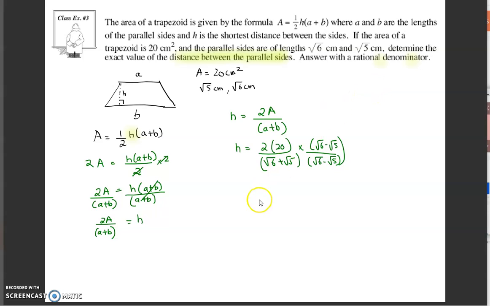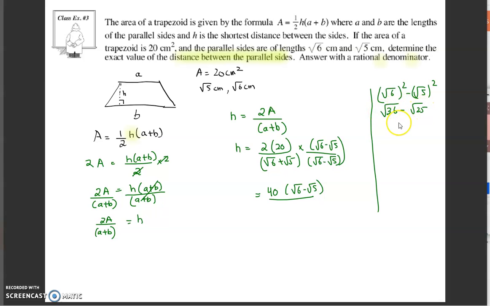Looking at the numerator, we could have written that as 40. And the denominator, if we work it out on the side, is going to be a difference of squares, so a squared minus b squared, which gives you root 6 squared minus root 5 squared, which is just 6 minus 5, and that's a 1.